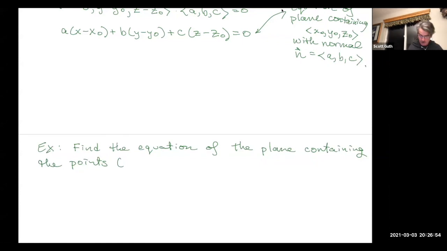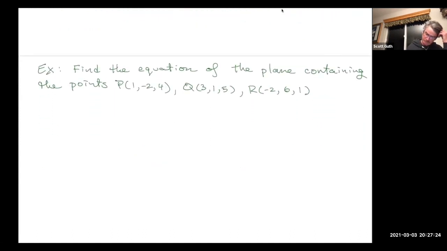So the points are, and I'll give them names: P of 1, negative 2, 4; Q of 3, 1, 5; and a point R whose coordinates are negative 2, 6, 1. Okay, no normal. Any ideas? I got 3 points, which is more than I need. I only need one. But I know 3 points define a plane.